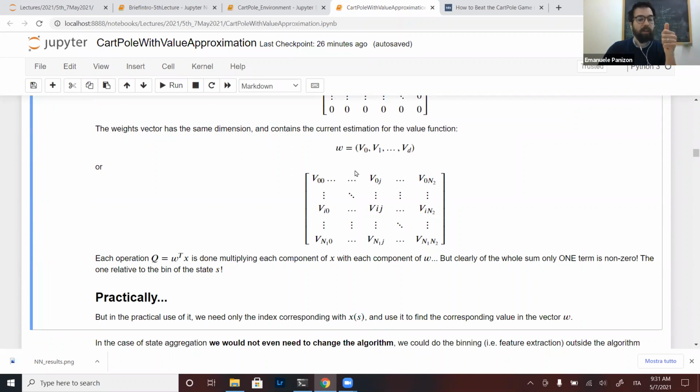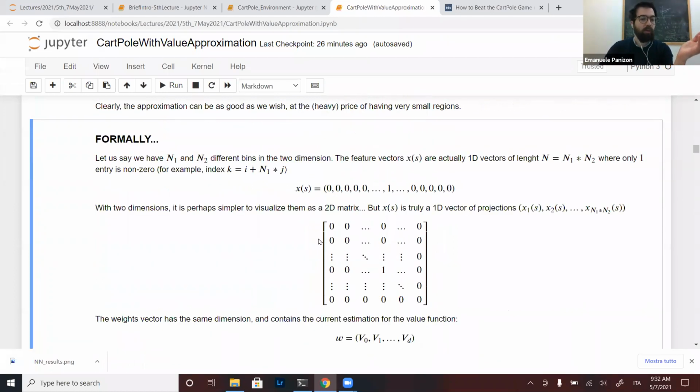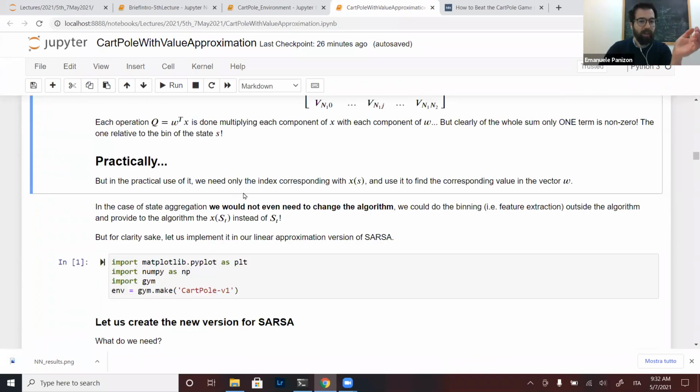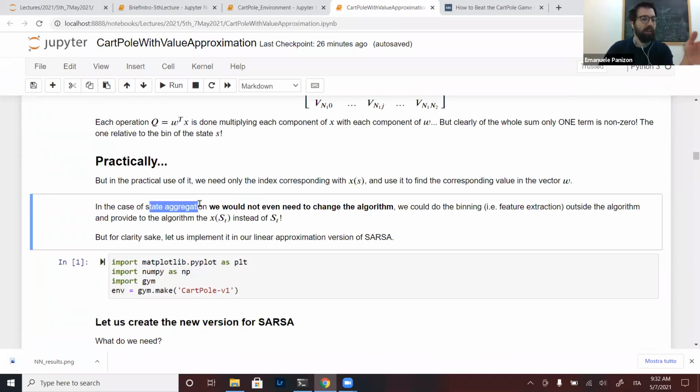Okay. So formally, you are doing an element-wise linear multiplication between the two. And so you are doing a lot of zeros plus one value. But clearly, in the practical implementation, generally you just have a vector of weights, and you choose the index which is relevant to the region you are considering. So formally, you are doing a lot of multiplication with 0, but practically, you do state aggregation and you deal with regions instead of single states.